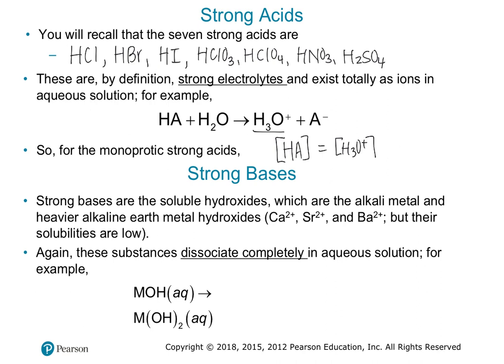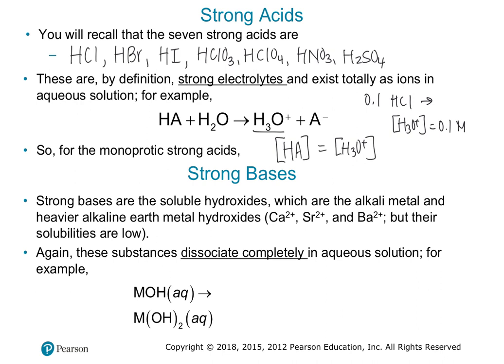So if I asked you to find the pH of a 0.1 molar hydrochloric acid solution, you should immediately recognize that that also means that the hydronium concentration is 0.1 molar also. So then you can do what you will to find pH. So keeping in mind, strong acids completely dissociate. That's like your key words.